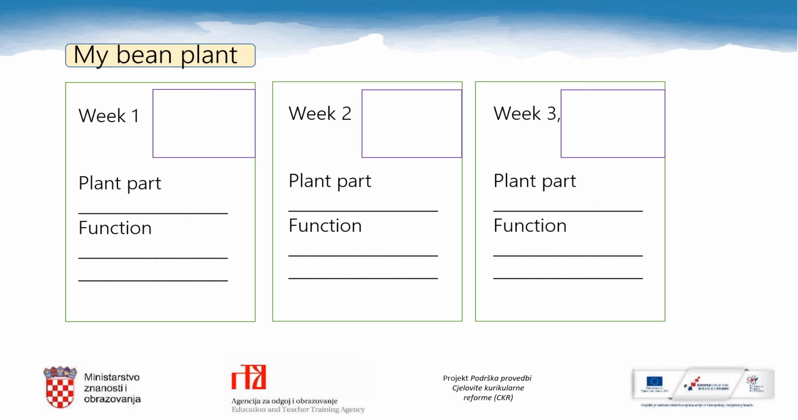And start to make your bean diary. Take a new picture every week to see how much the beans have grown. For example, week number 1, then week number 2, week number 3, and so on, as many weeks as you need. And write about your plant parts. Take a photo of them, draw them, and write their function. Then finally send the diary to your teacher.